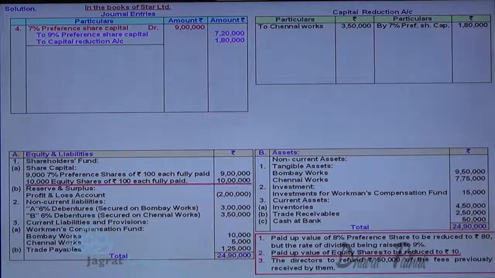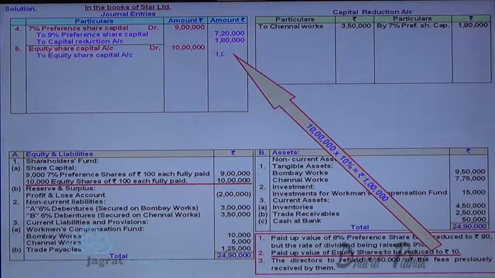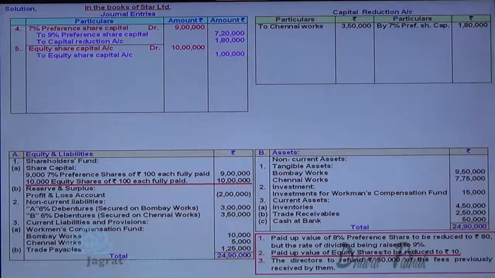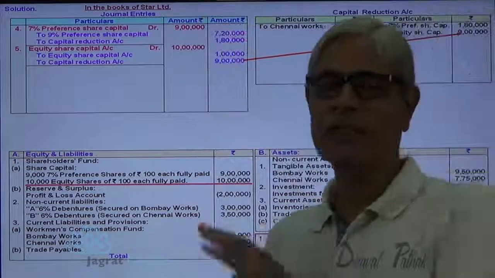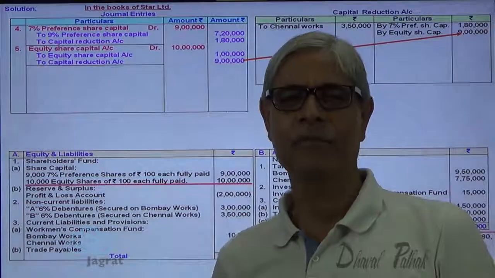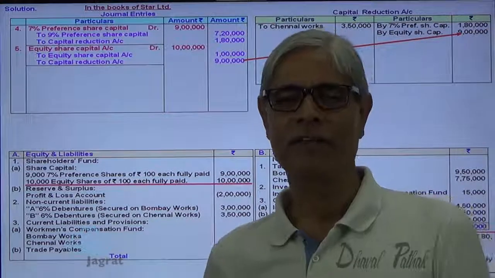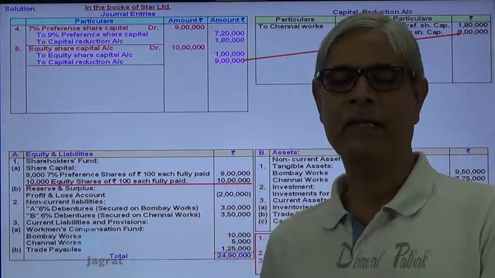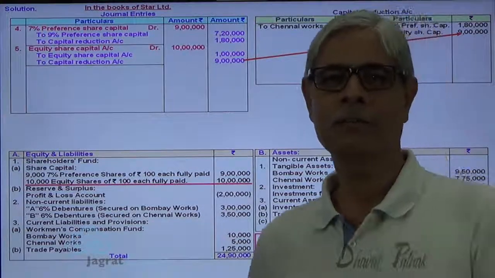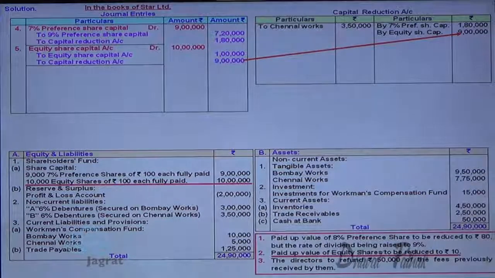Let me write down the journal entry for that. Equity share capital account debit 10 lakh, to new equity share capital account credit 10 lakh into 10%, to capital reduction account credit 9 lakhs. 9 lakh rupees are credited to capital reduction account. See, I have recorded the journal entry. I have not recorded the narration. You can write the narration in your own language. You know it very well. Being equity share of rupees 100 converted to a share of 10 each as per capital reconstruction scheme. You can write the narration in that fashion.